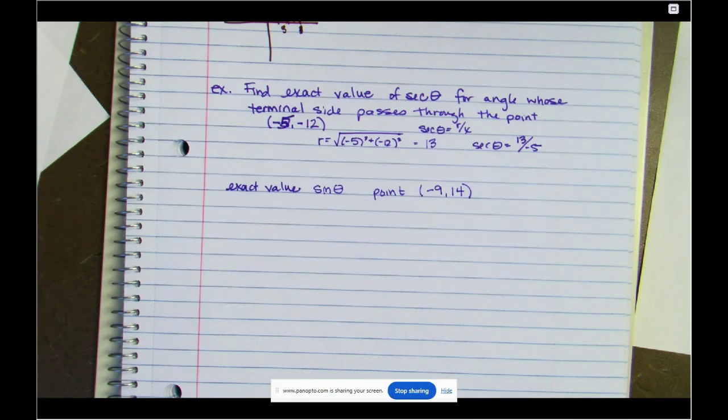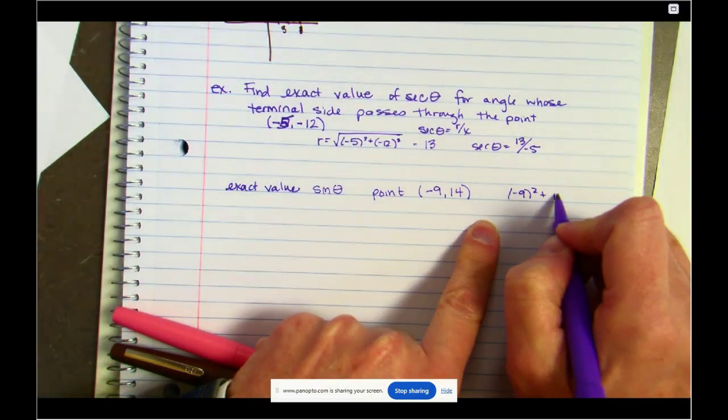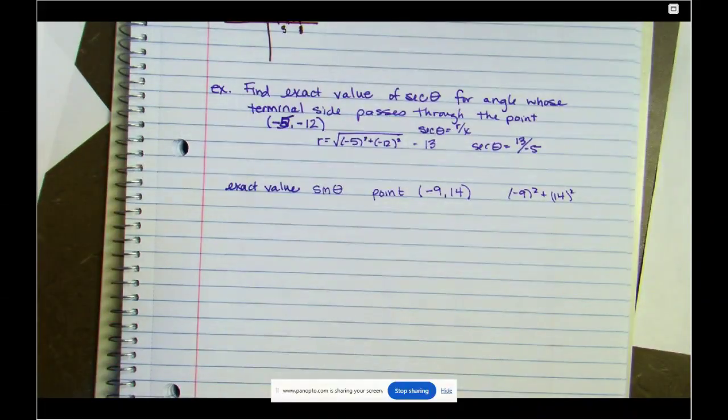Okay, so this should answer Grayson's question. If you put that formula in your calculator, you get a decimal. So you've got to get rid of the square root and see what happens, because you cannot have decimals. These have to be exact values. So you're going to have to do negative 9 squared plus 14 squared without the square root on your calculator.